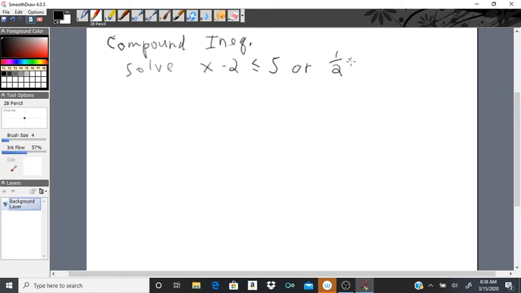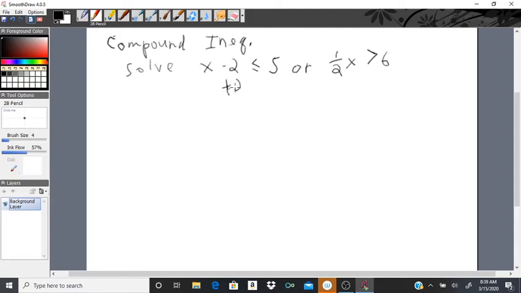Or 1/2 x greater than 6. So it's a compound. It's got 2 pieces to it. It's a compound inequality. So it's pretty normal stuff. You just go down here and solve this inequality. Don't forget, if you ever divide or multiply by a negative number, then you would flip the sign, but that's probably not going to happen here.